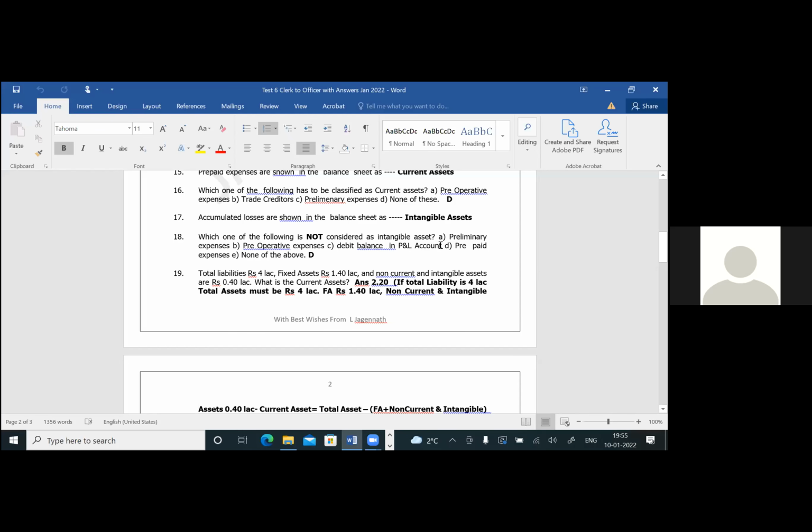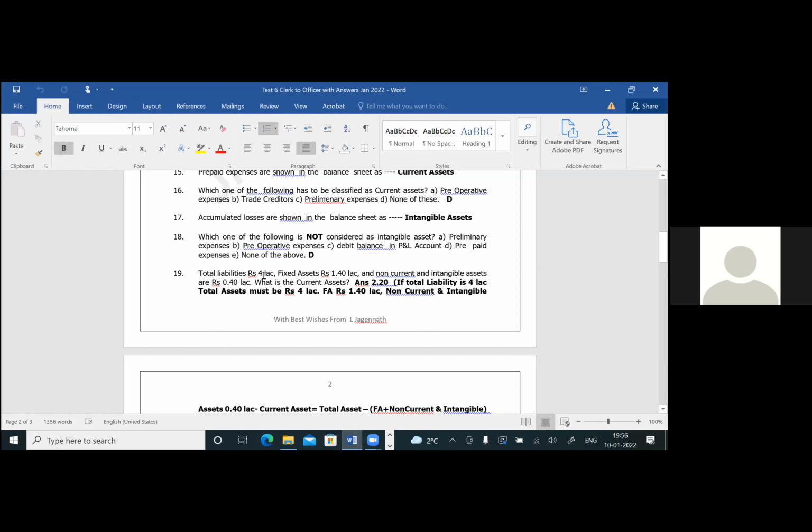Debit balance in P&L account. What is debit balance in P&L account? Accumulated loss. Credit balance in P&L account is reserves and surplus. Debit balance in P&L account is an intangible asset. Then prepaid expenses, it is a current asset. So which is not considered as intangible asset? Question number 18, point number D is not considered as intangible asset.